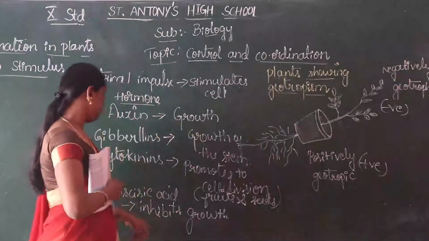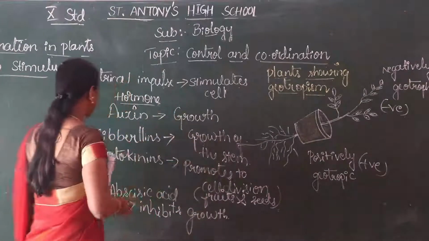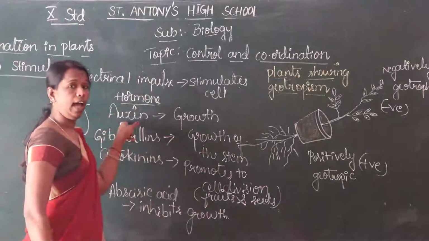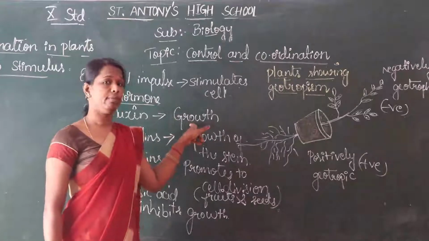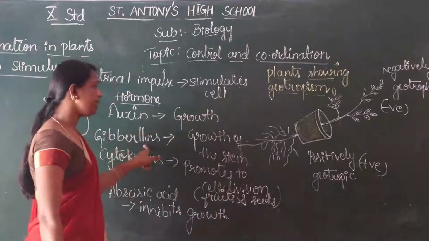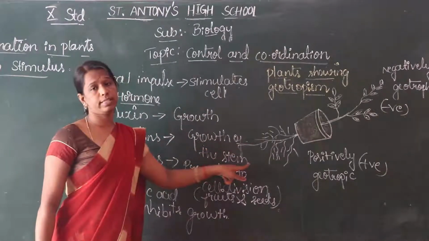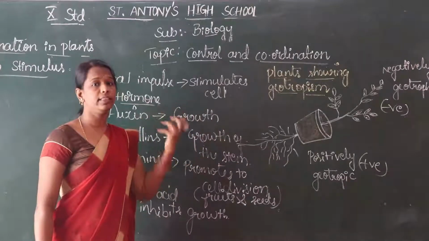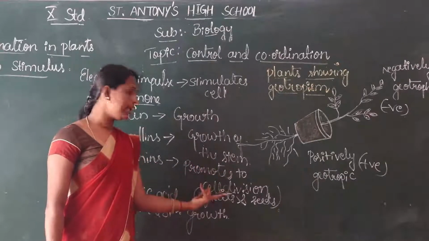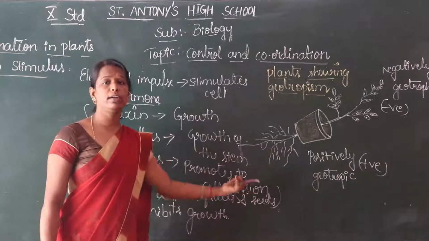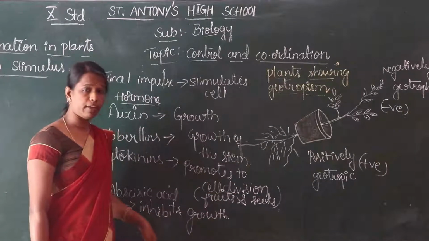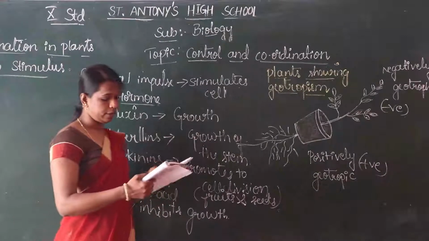So that inhibits growth. See, these are the main 4 hormones present in the plant. First one is auxin. Auxin helps in the growth of the plant, both the stem and also the root. Whereas gibberellins help in the growth of the stem only, the width of the stem. Next, cytokinin helps to promote cell division, especially in fruits and seeds. Whereas the function of abscisic acid is to inhibit growth.